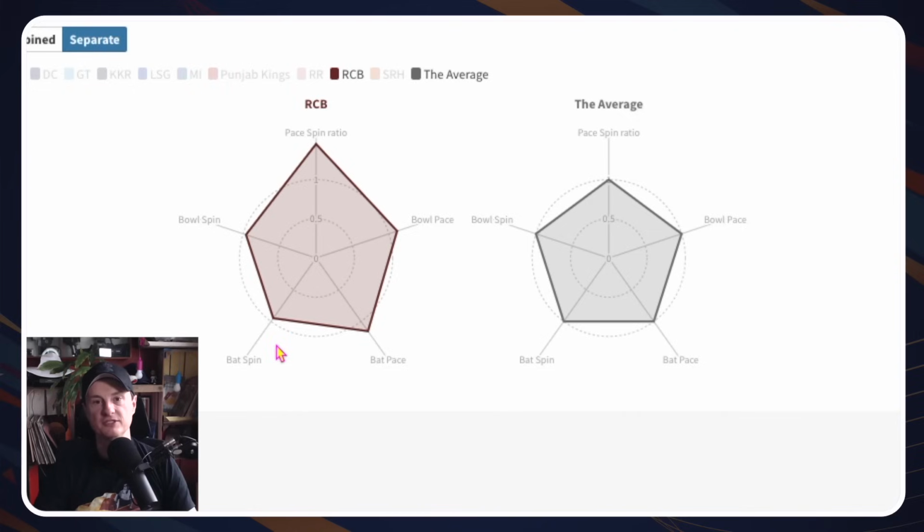But there is more of an issue over here that they didn't really do particularly well against spin, and that's batting and also when bowling spin. So looking at their current lineup, I'm not sure that's going to massively change this year.